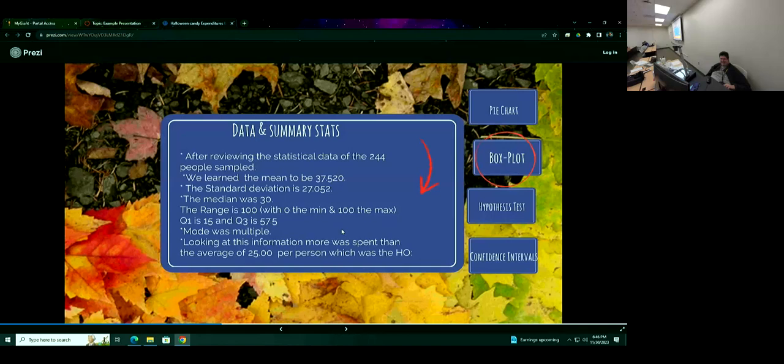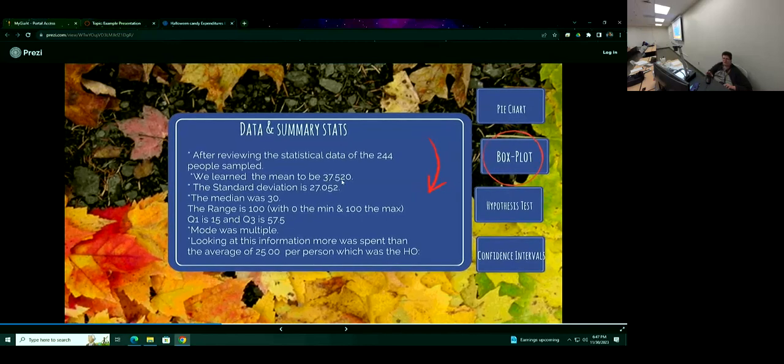After that, they give me the data, the summary stats. They said how many they sampled. They said the mean, the standard deviation. They gave information on the median, the range. And they said that looking at the information, they're just eyeballing here, more was spent than $25. They can see that from the $37.52.